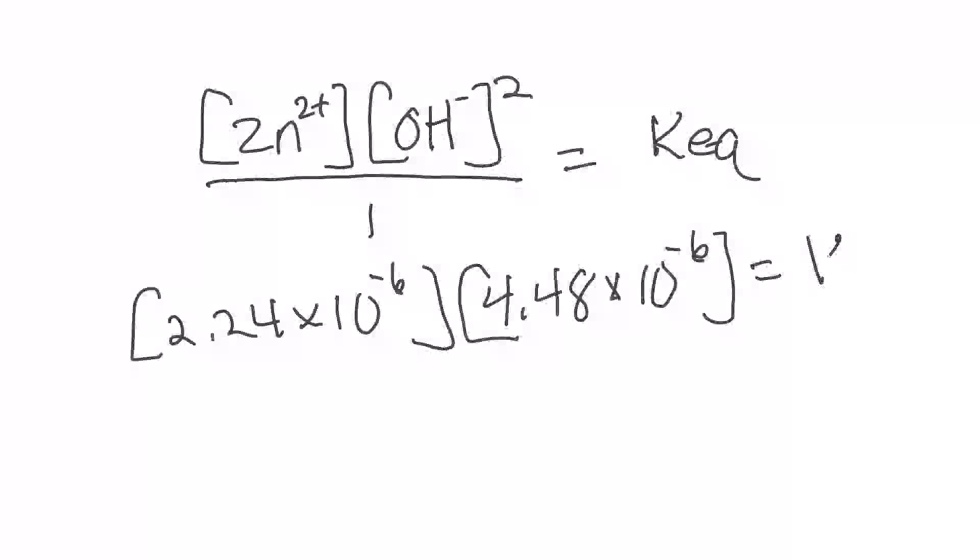And that equals K equilibrium. Now this time I'm solving for K equilibrium, but I don't have to. I could have solved for the zinc or the hydroxide. So now I just plug it into my calculator.